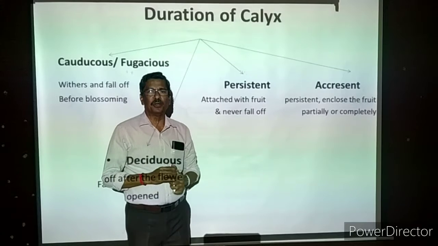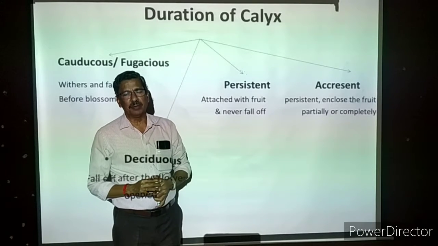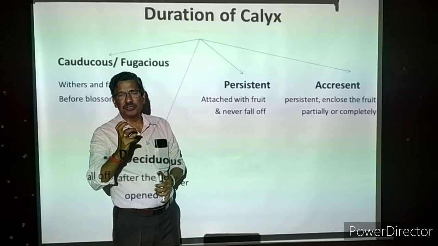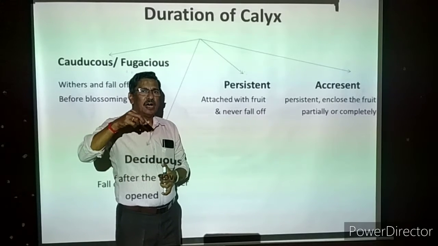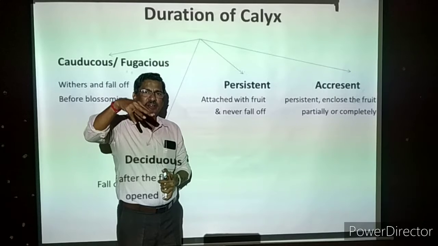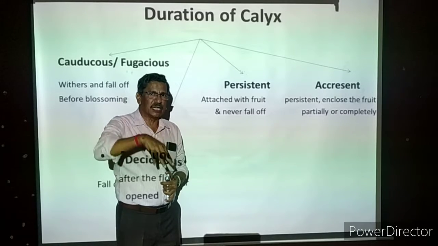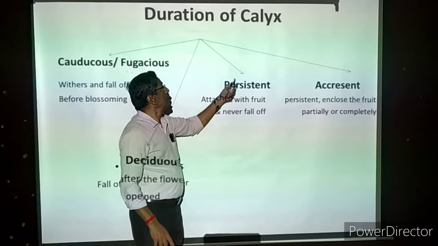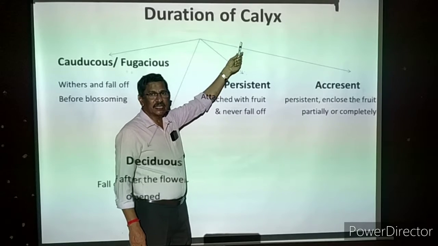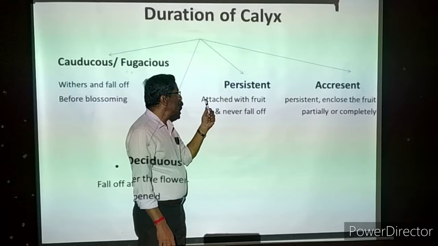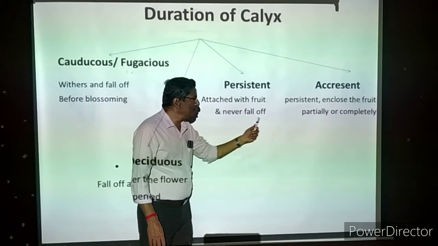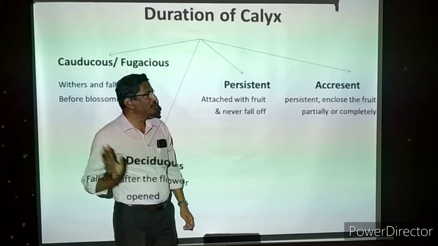The calyx is attached with the fruit. The best example you can see is brinjal, the vegetable. If you see the brinjal fruit, which is slightly circular and oval shaped, on the stalk there will be five green finger-like projections attached with the fruit. They are nothing but the persistent calyx. They are attached and will never fall off. That is called persistent. Attached with the fruit and never falling off.